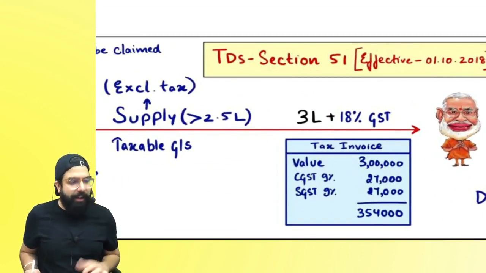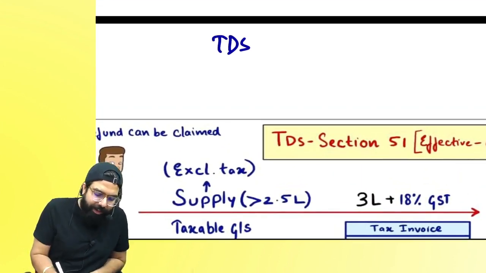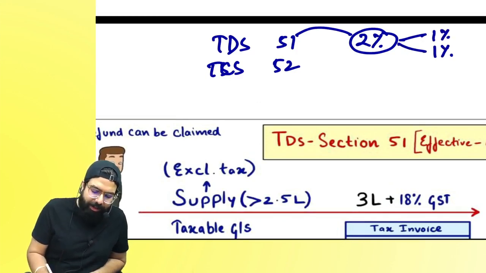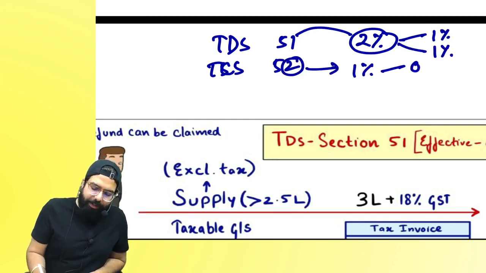Remember one thing, TDS is under section number 51 and TCS is under section number 52. Under 51 it is always 2%, which is 1% CGST, 1% SGST. Under 52 it is always 1%, that is 0.5% and 0.5%.